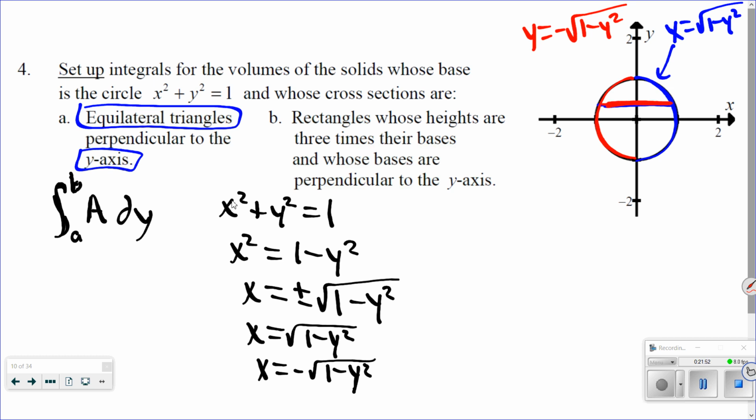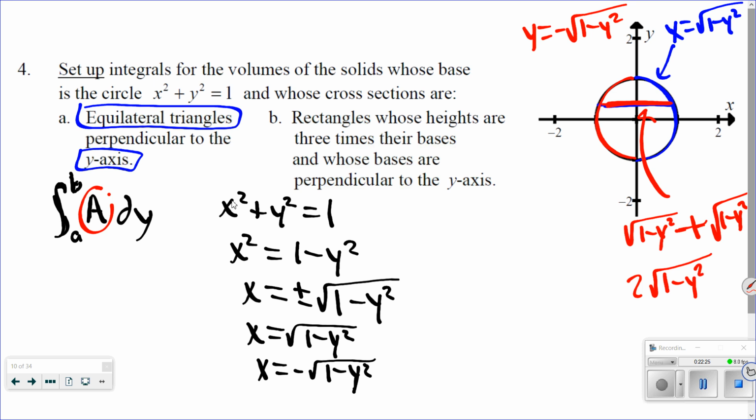And we know that all three sides are equal. So we're just going to plug that in our formula. Make sure you have the formula there for equilateral triangles. We're going to plug that in here. So we've got to figure out how long that piece is. Well, to figure out that piece, all I'm going to do is take the right side minus the left side and subtract them. So that's equal to the square root of 1 minus y squared minus the left side, which is a negative square root of 1 minus y squared. Well, that changes to a plus. So the length of that piece ends up being 2 square root of 1 minus y squared. That's how far it is all the way across.